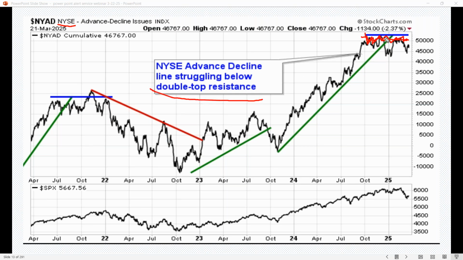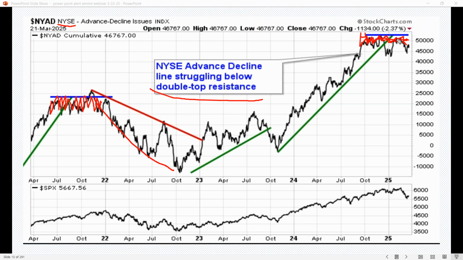Now, when you look back at prior times that we've had this kind of struggle, you can see this goes back to the end of July 2021. We get up here and the markets start to struggle, this advanced decline. And then what happens? You can see it really starts to plunge. And that's where we had the big drawdown, the 20% correction in 2022. So this is one thing to be aware of.